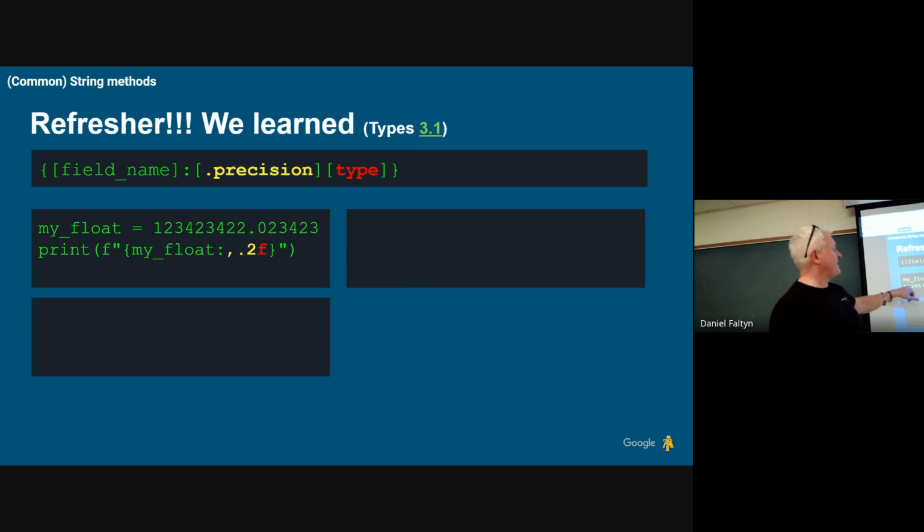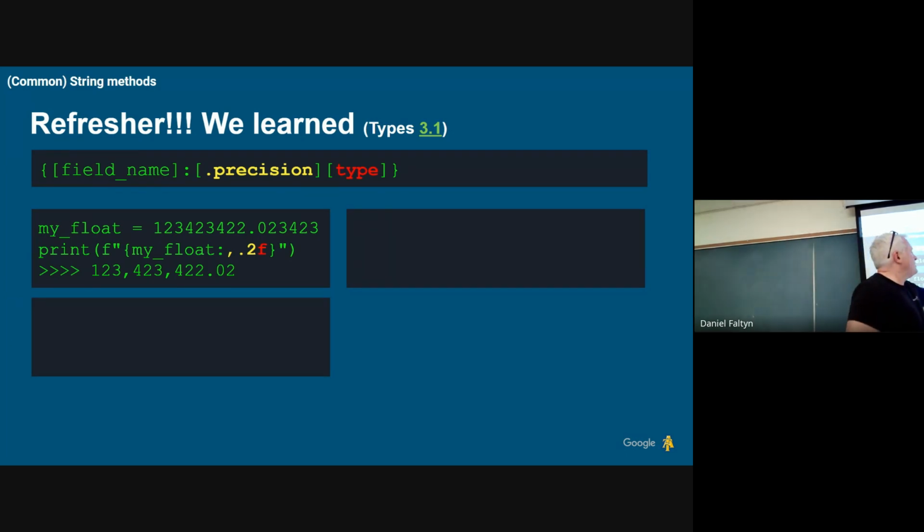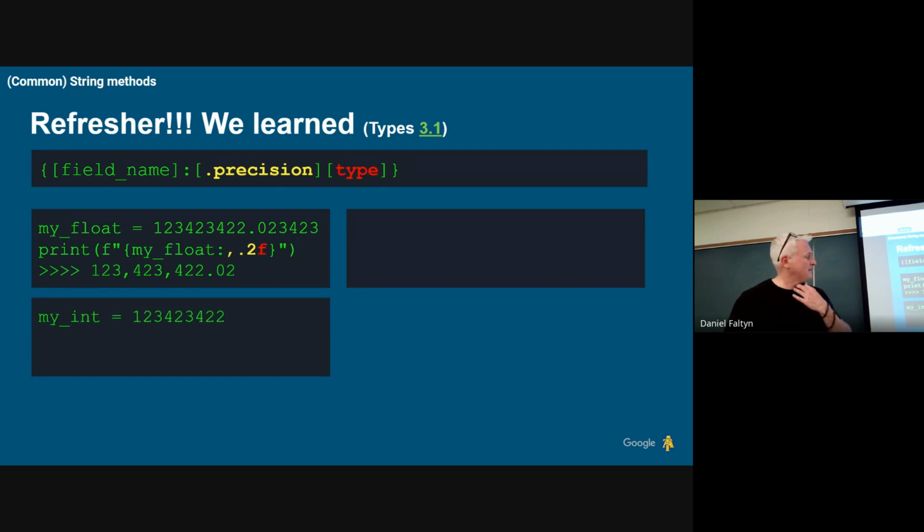If I wanted to print this out as a formatted string, I would say print, open paren, f, and there are my two quotes. And there's my variable name, colon, comma, 2f. What we know that's going to do is put commas in the right place, and it's going to put a decimal point, and it's only going to show that number of digits, 2. So that shouldn't be a big surprise to folks. And I think most people are getting this. We had enough float practice.